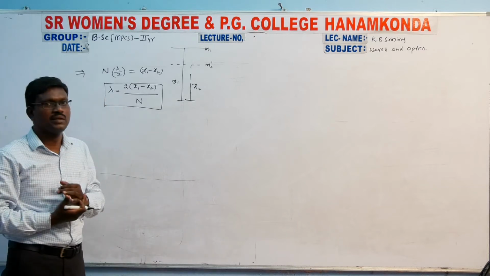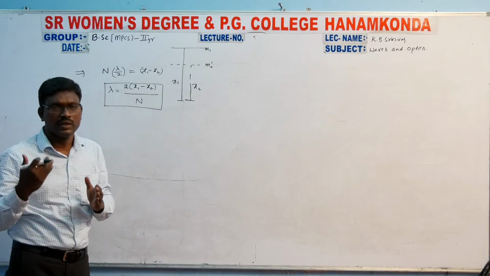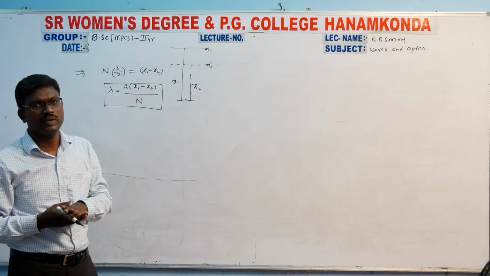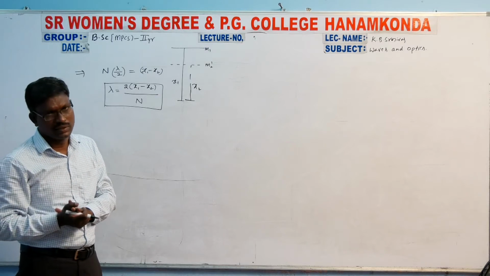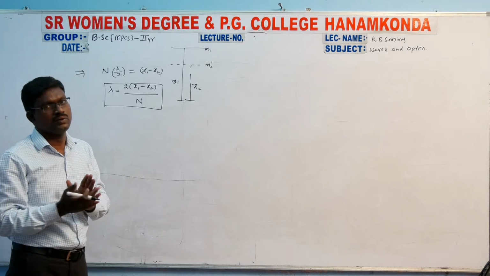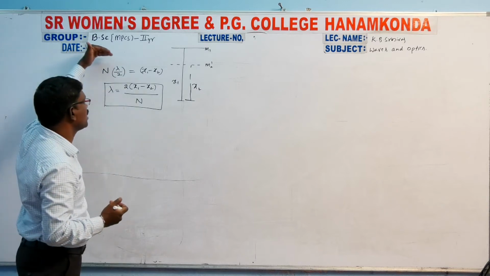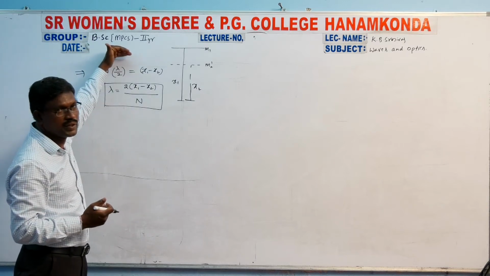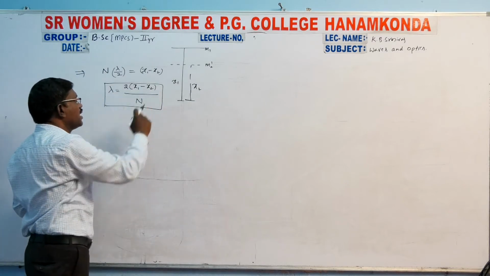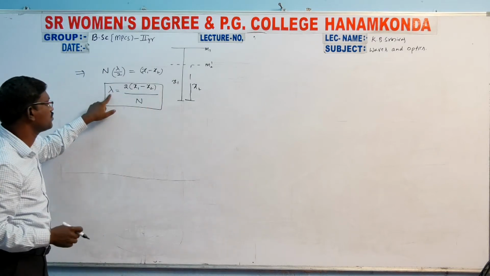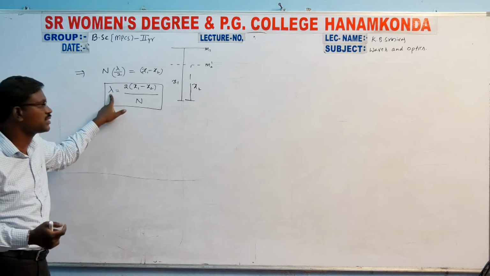In the examination they will ask like this: What is a Michelson interferometer? Explain the construction and working of the Michelson interferometer, and also explain how the wavelength of a monochromatic light is calculated. From this equation we can calculate the wavelength of the monochromatic light used in the experiment.